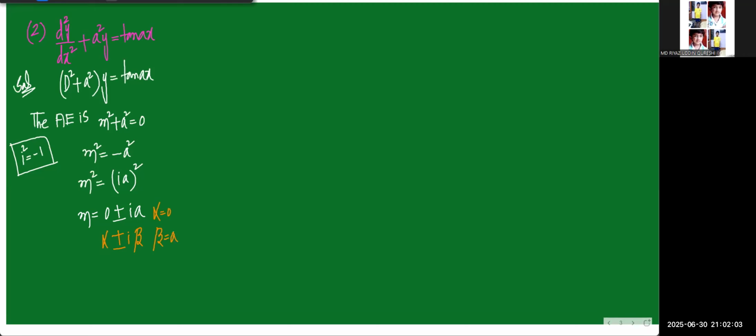So how to get the solution? That solution can be obtained by yc complementary function is equal to e power alpha, alpha value 0, e power 0 is 1. So c1 cos beta, beta value is a, c1 cos ax plus c2 sin ax. As I said just now, our solution should be c1 u of x form plus c2 v of x form. Every solution you will get in this form.